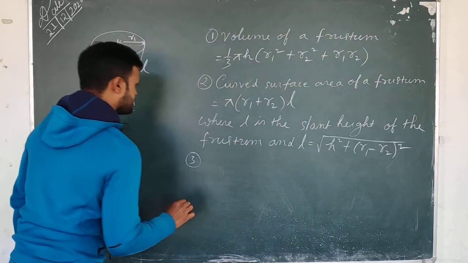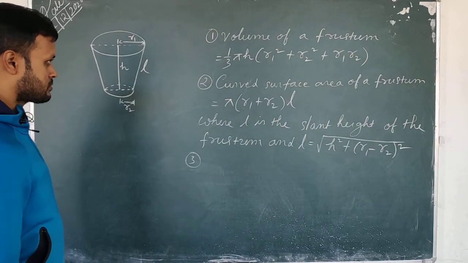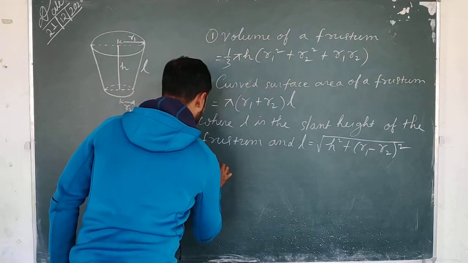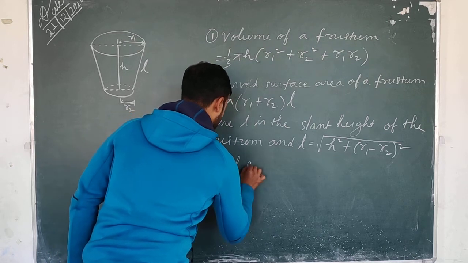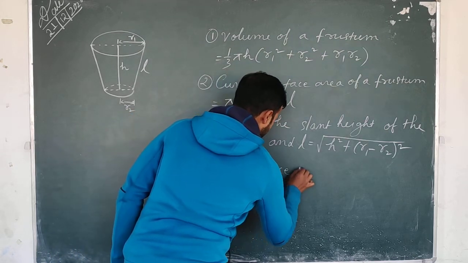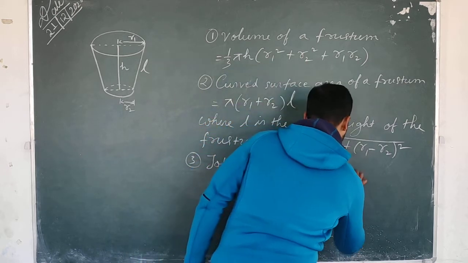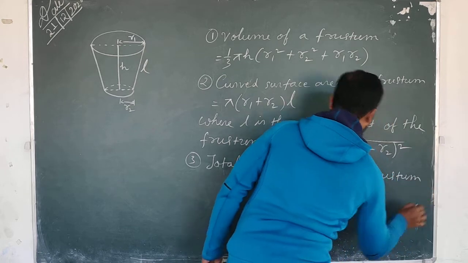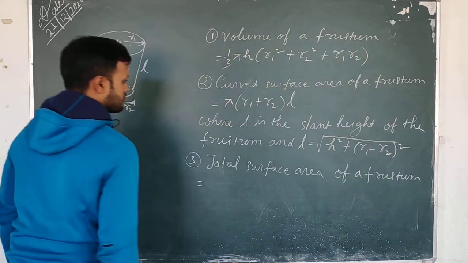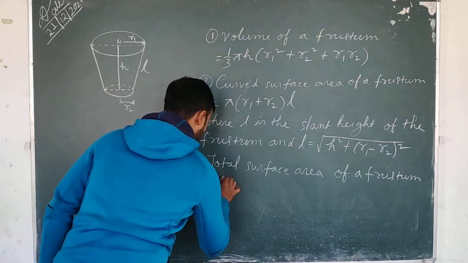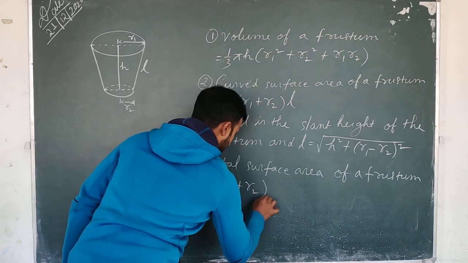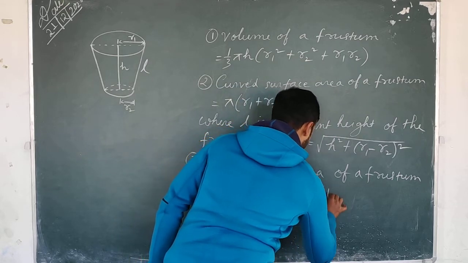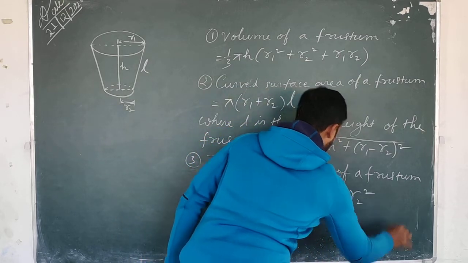And number 3, total surface area. Total surface area of a frustum is equal to pi (r1 plus r2) L plus pi r1 square plus pi r2 square.